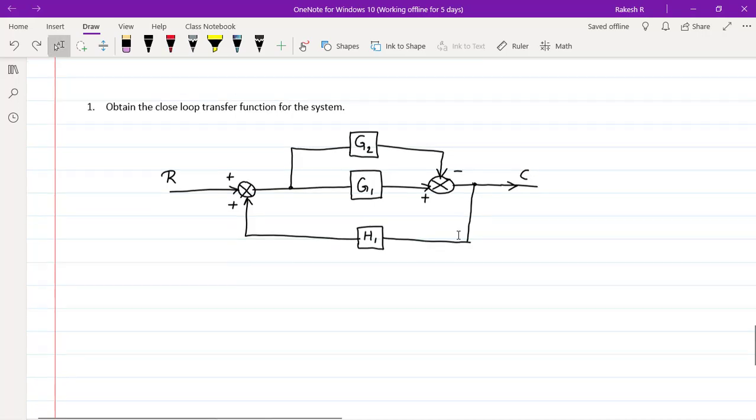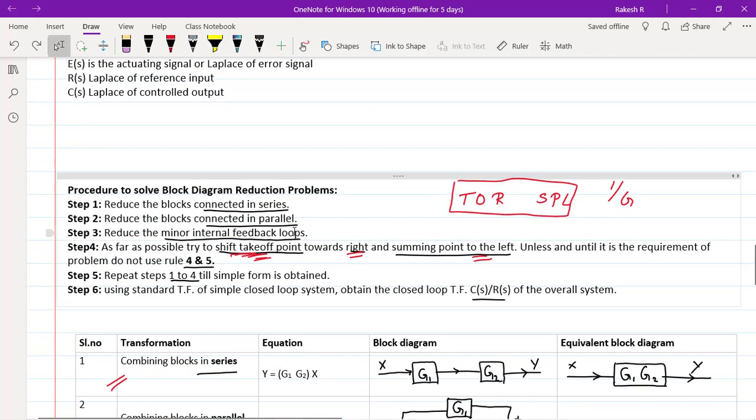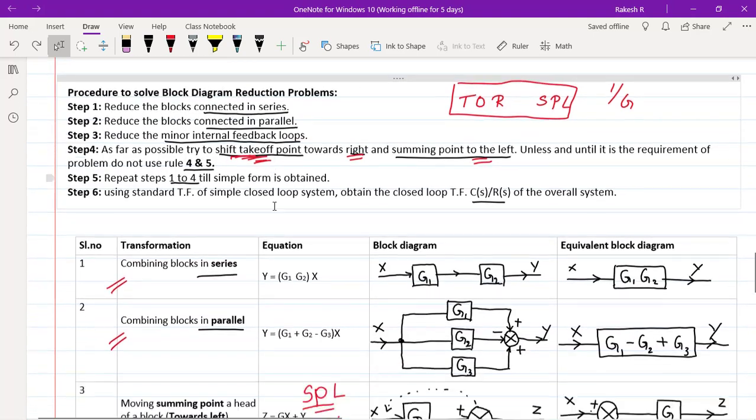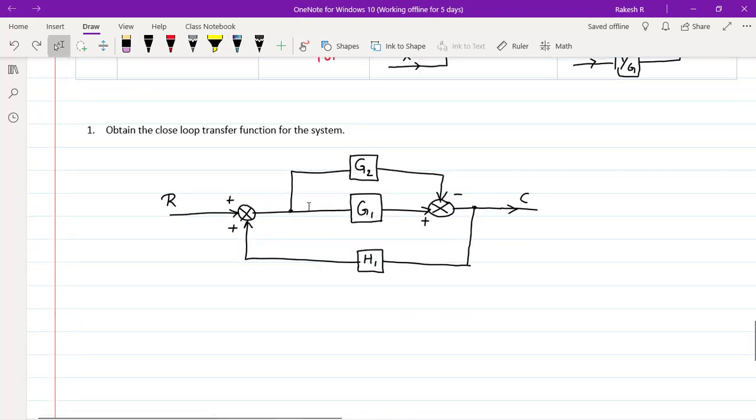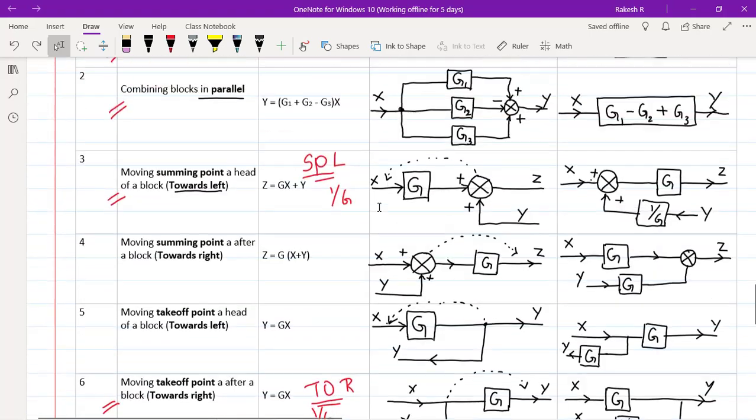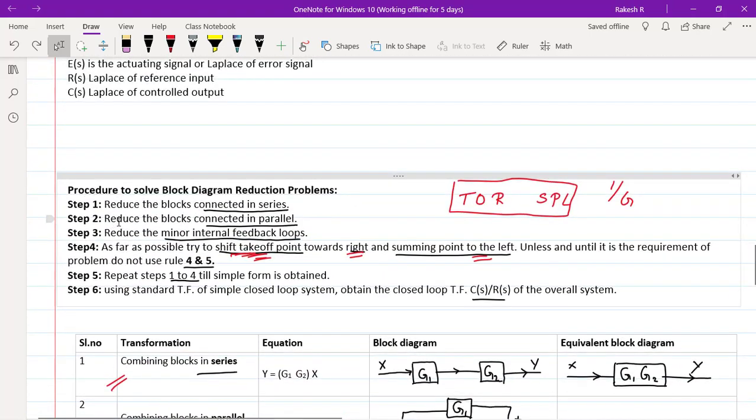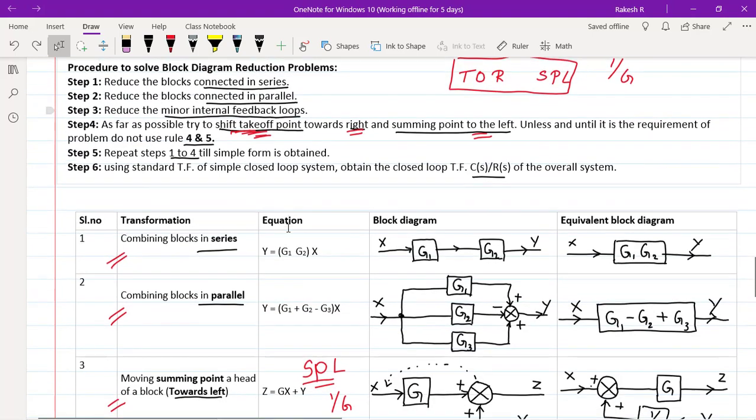First you can see, the first step in this procedure is to reduce the blocks which are connected in series. What are the blocks connected in series here? Just check. In this complete line, from R to C, we have only one block here. That means there are no blocks in series here. So we can move on to the second step, which is to reduce the blocks which are connected in parallel.